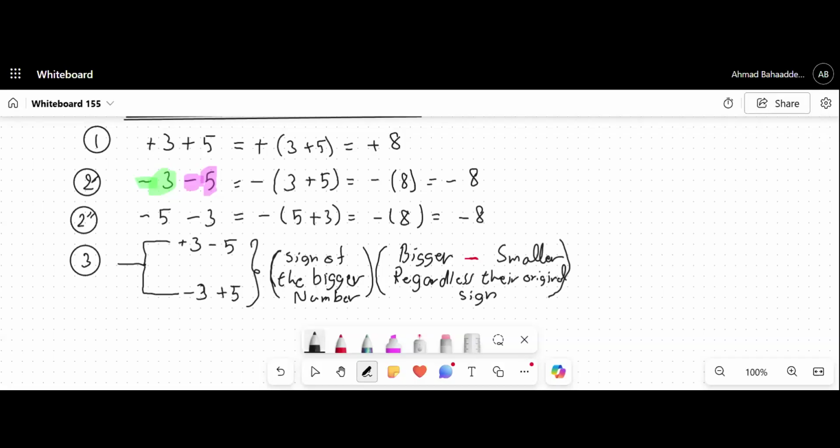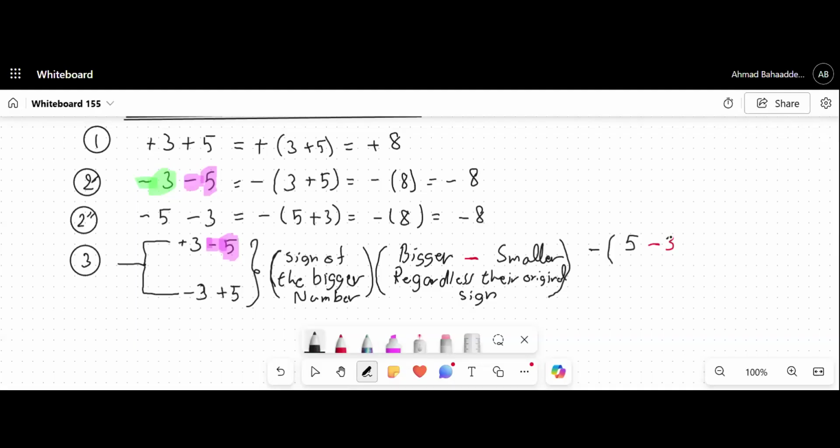Do you see that, guys? So let's take an example for both of them. The first one: the sign of the bigger number is minus because the bigger number is 5. So I take the sign of the bigger number, which is minus, put minus, then I put a bracket. Then the bigger number, regardless, we forget their original sign. We just put the bigger number without sign, which is 5, and we put minus, then the smaller number without its sign, which is 3.